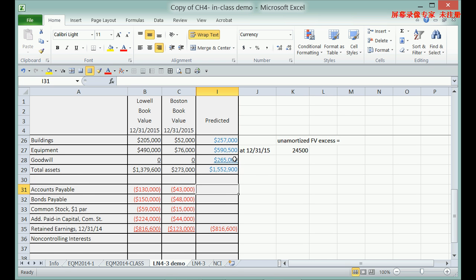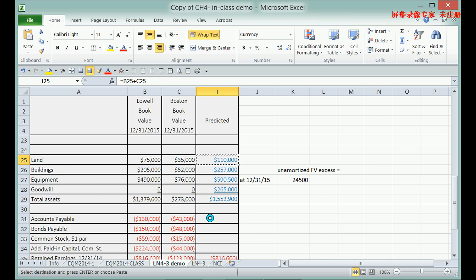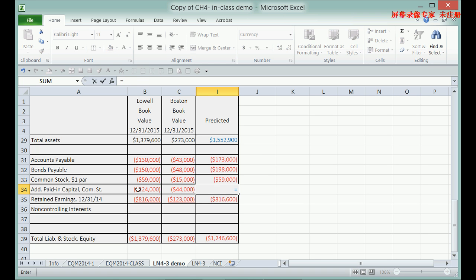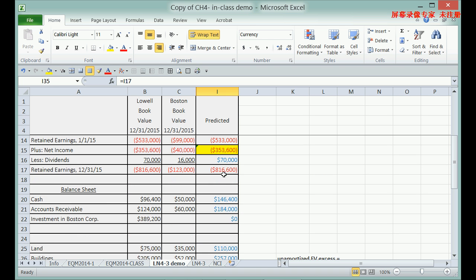Next, accounts payable, the same. Add the P and S up. Bonds payable, add them up. Common stock, we only have the parents. Additional paid in only the parents, because the parents' shareholder is the shareholder of the whole company. Retained earnings is from the above.